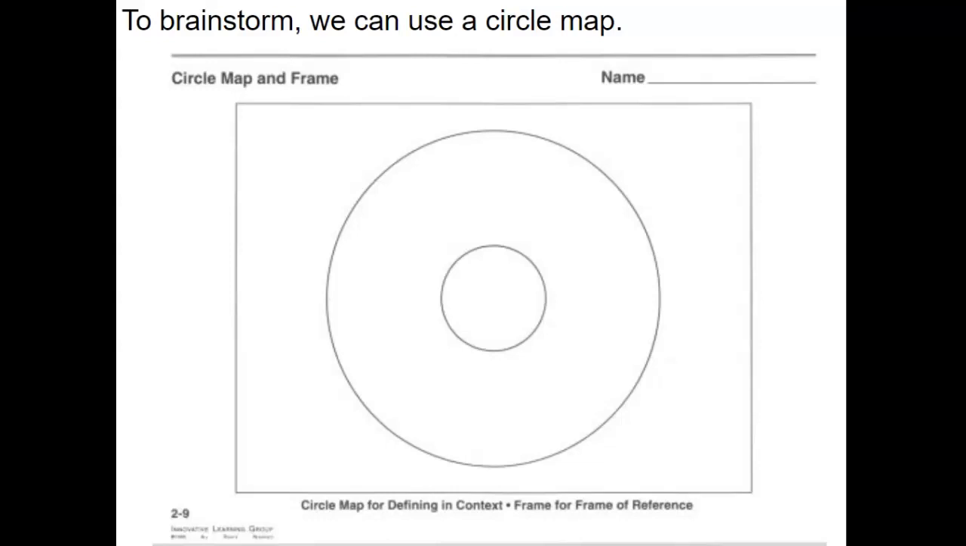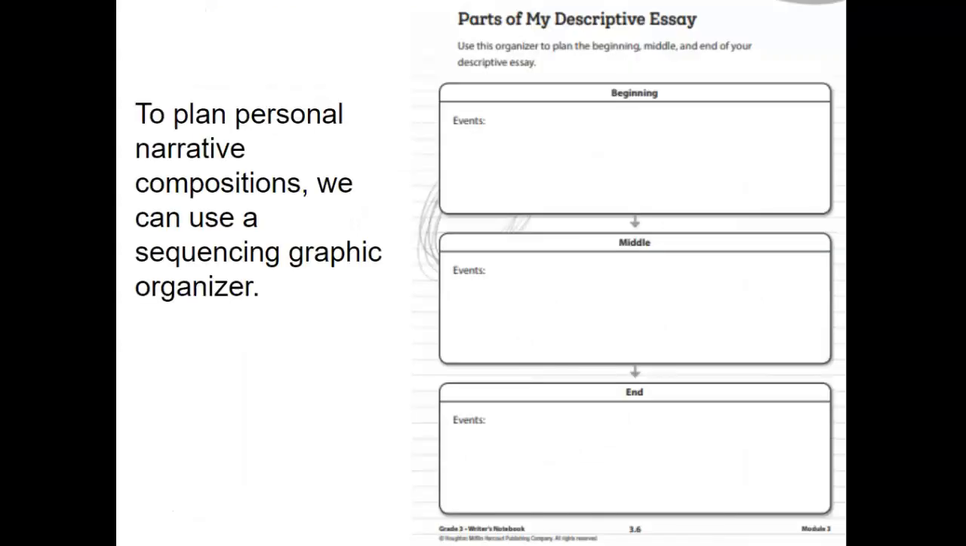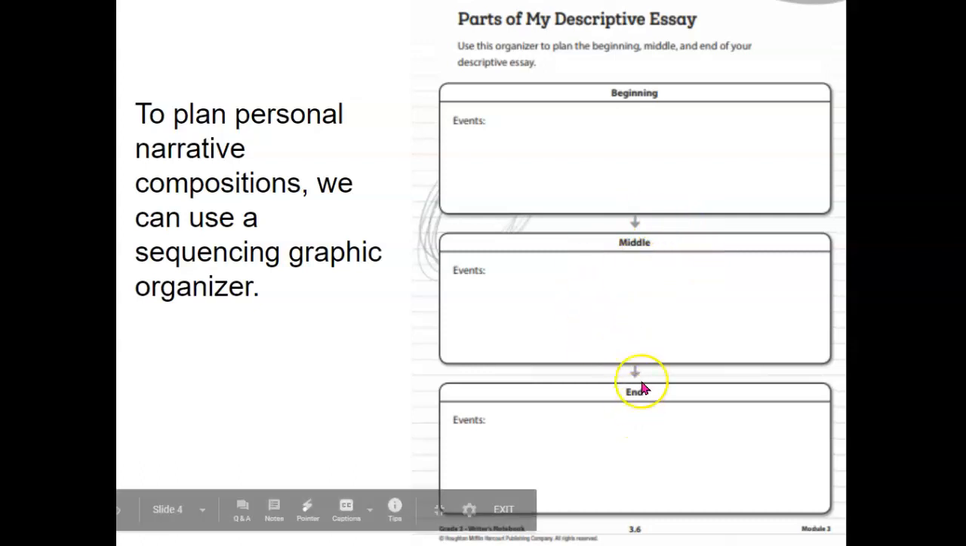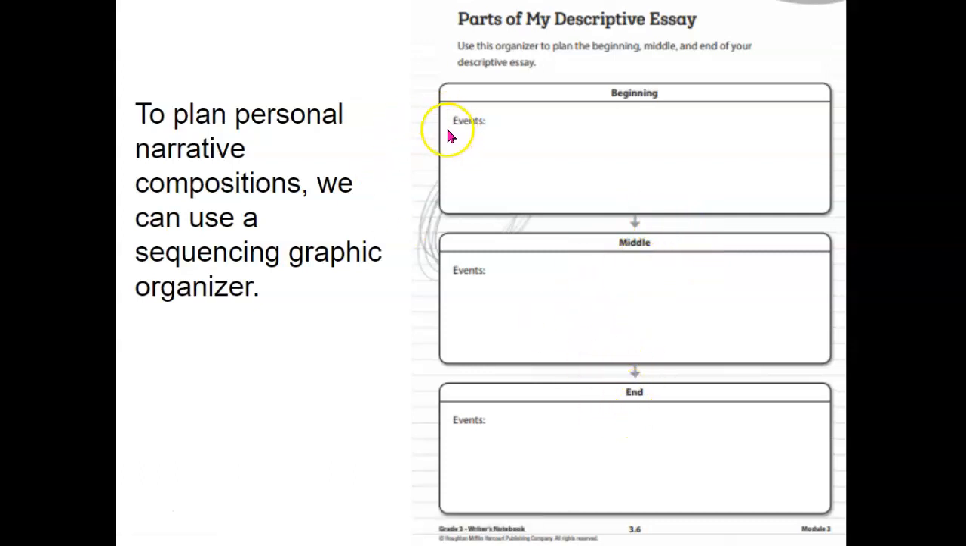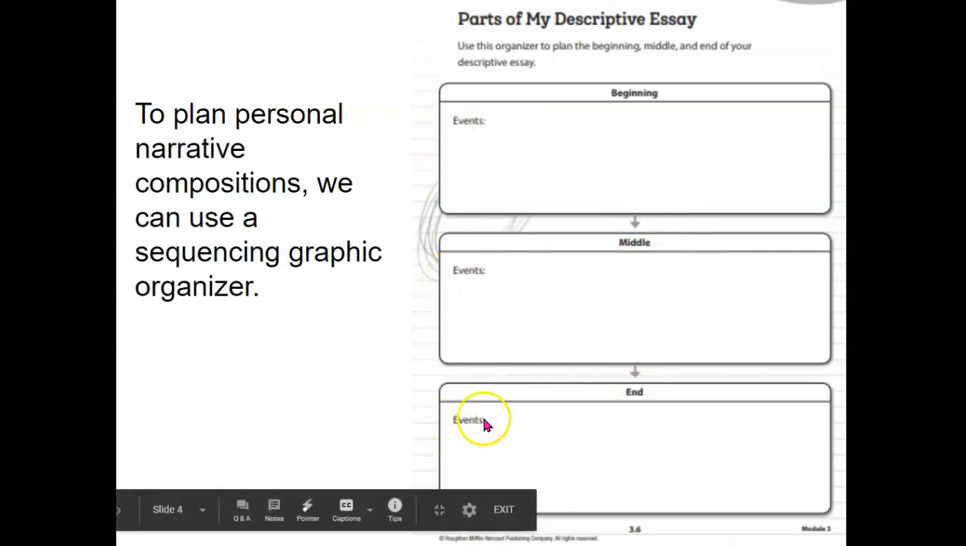To brainstorm, we can use a circle map like the one you see here. To plan a personal narrative composition, we can use a sequencing graphic organizer, one that has beginning, middle, and end, as well as events that you can plan out to write your story.